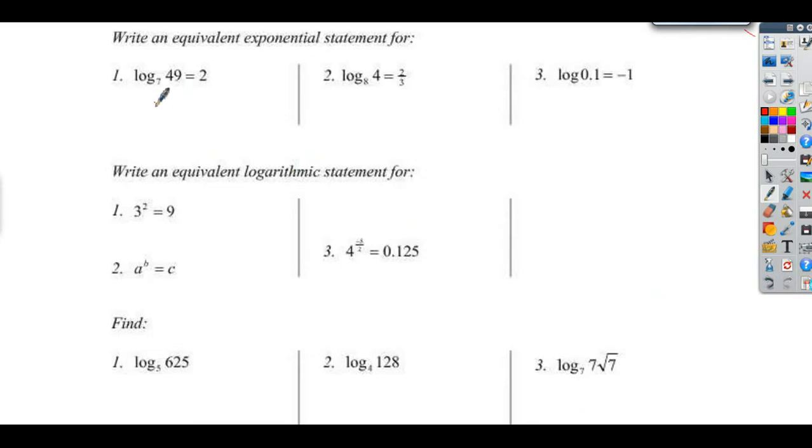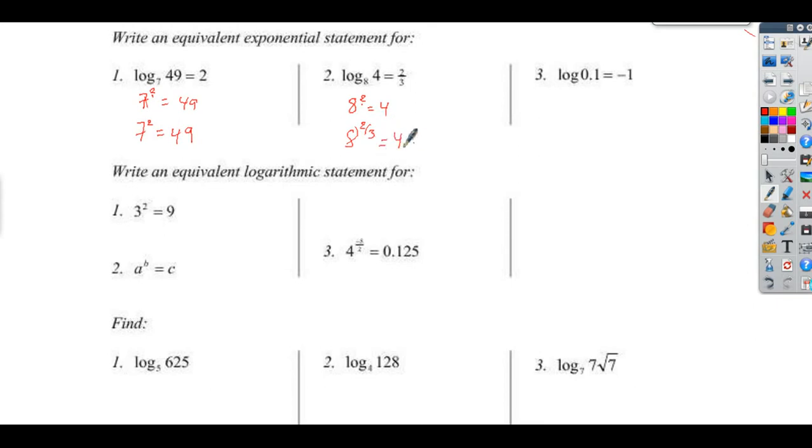Alright, so if we look at this page, we can ask 7 to the power of what is equal to 49. That's what log base 7 of 49 equal to 2 means. And of course, 7 to the power of 2 is 49. Log base 8 of 4 equals 2/3 means the same as 8 raised to the power of what will give 4. And of course, 8 raised to the power of 2/3 equals 4.